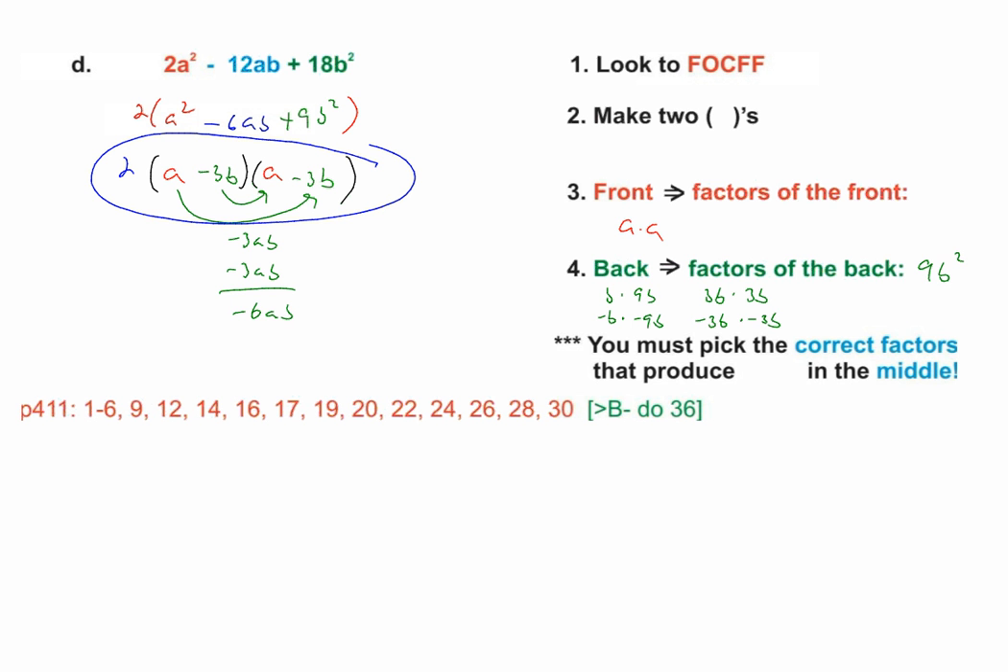Guys, your thoughts should be the column on the right. Do you have to show all that stuff? You better at least be thinking it. All right, and make sure you're checking those middles. That's the key, outers and inners.